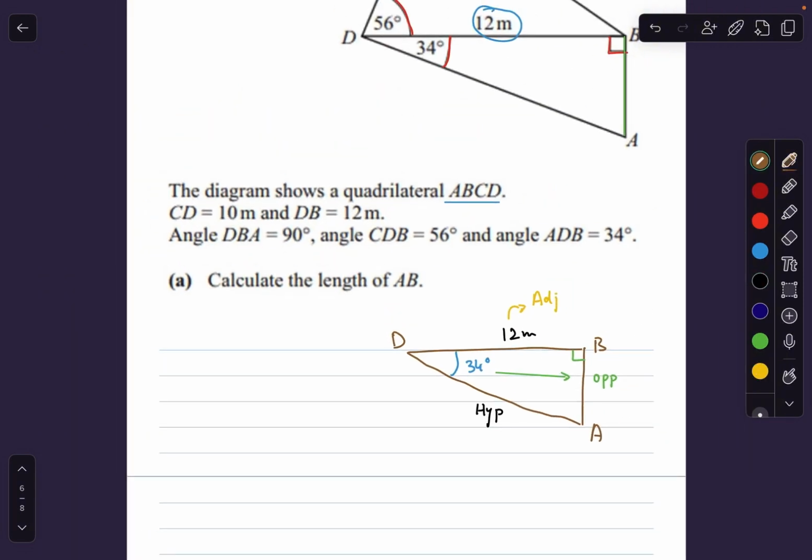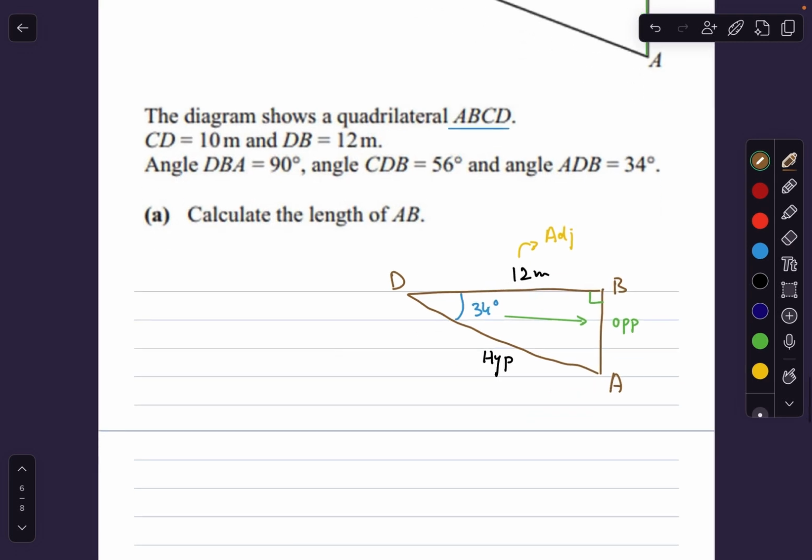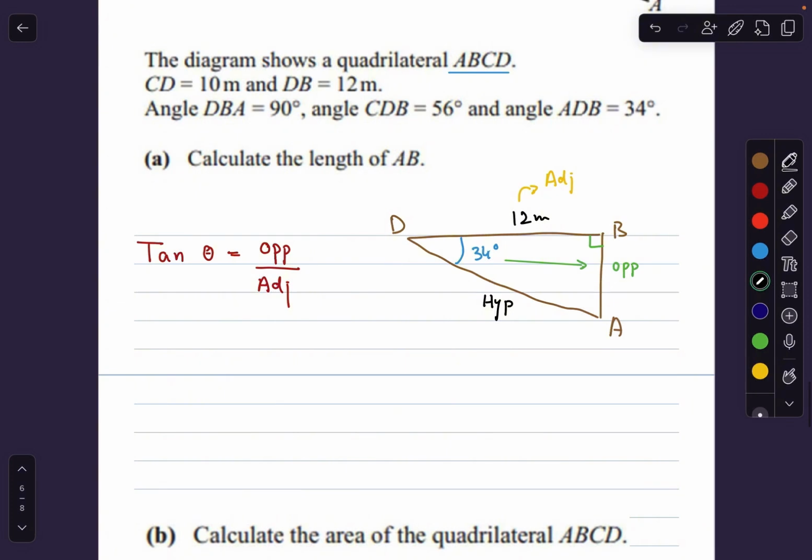To solve that, we know the opposite and adjacent are the two things given. So that includes the formula of the tan. Tan of the angle theta equals opposite by adjacent. What we are finding out is the opposite, which is the AB. So we'll just put the values here. Tan of angle theta would be 34 degrees. Tan of 34 degrees equals opposite, the length of AB, divided by adjacent. And adjacent over here is 12 meters.